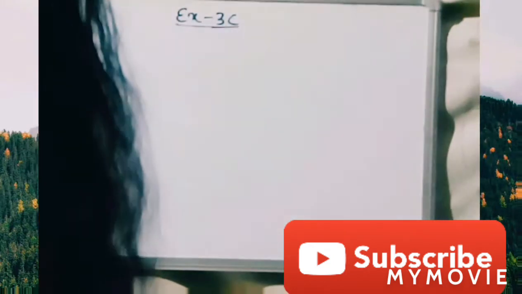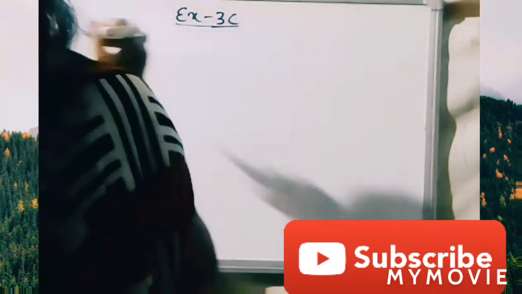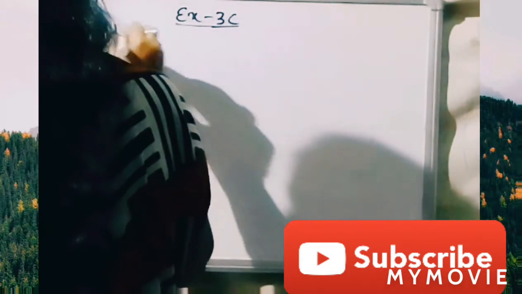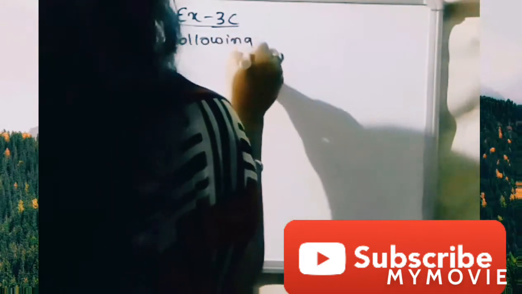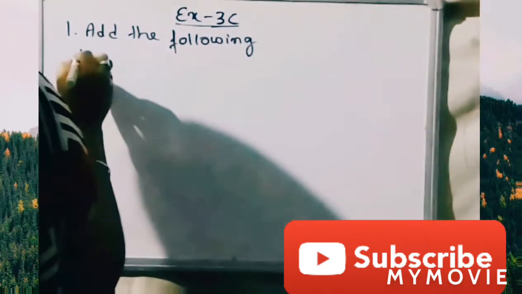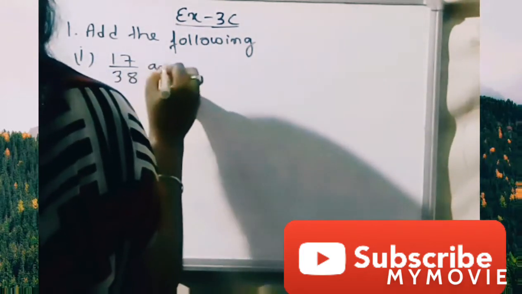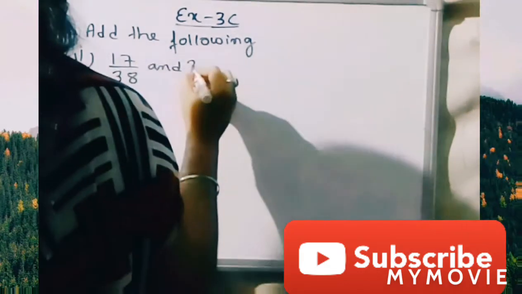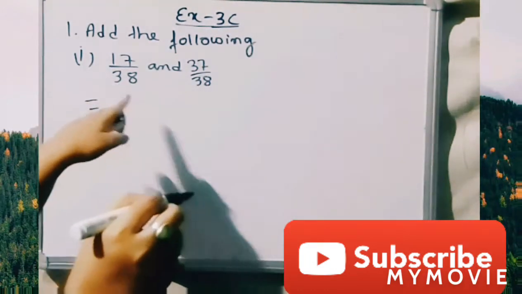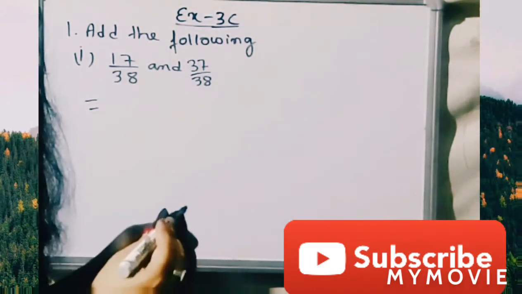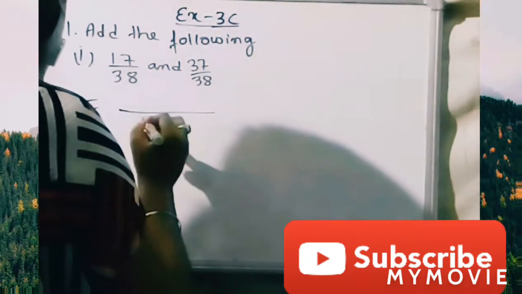Good morning students. Today I am going to start a new exercise, exercise 3C. The first question of this exercise is: add the following. So, how many of you love addition? First is 17 by 38 and 37 by 38. You see the denominator is the same, so obviously the LCM will be the same, and your LCM is 38.